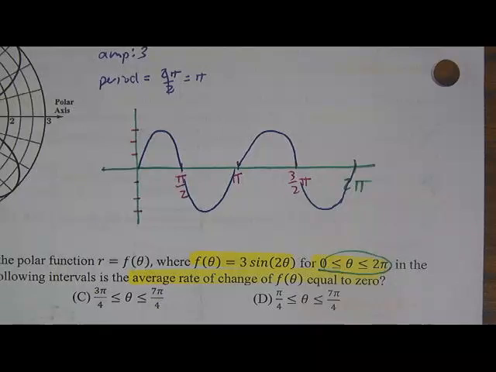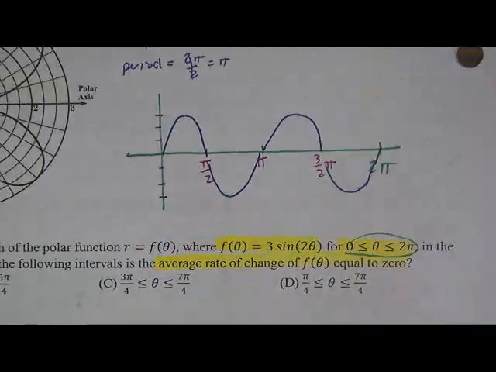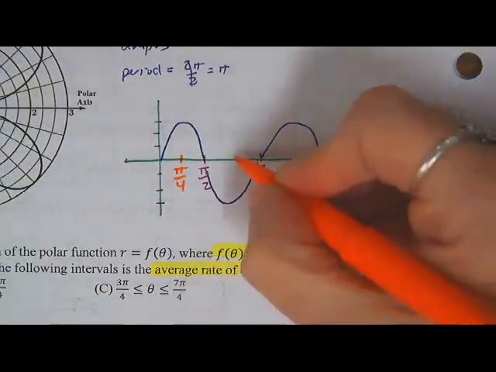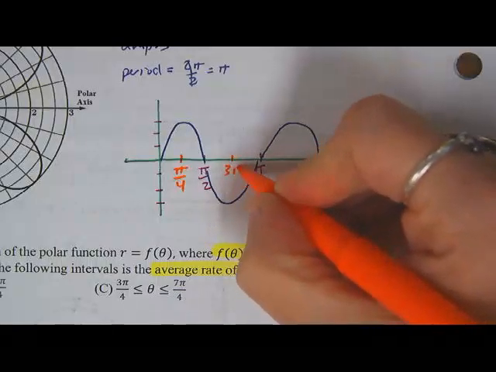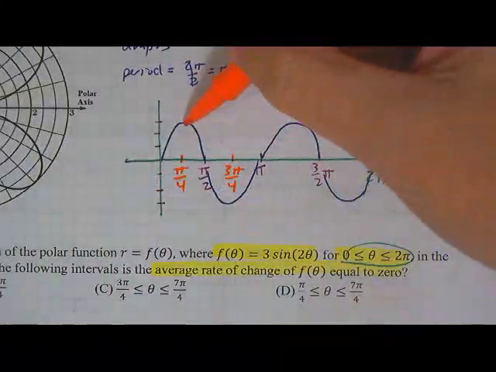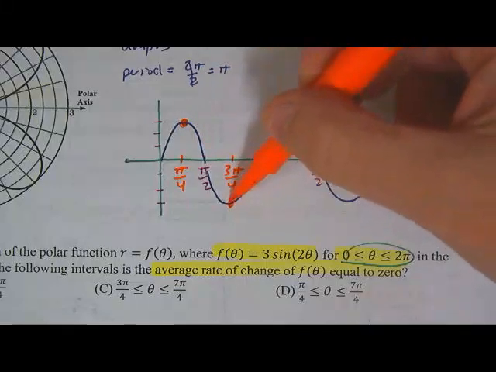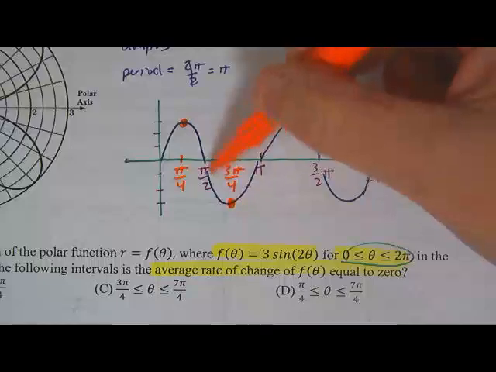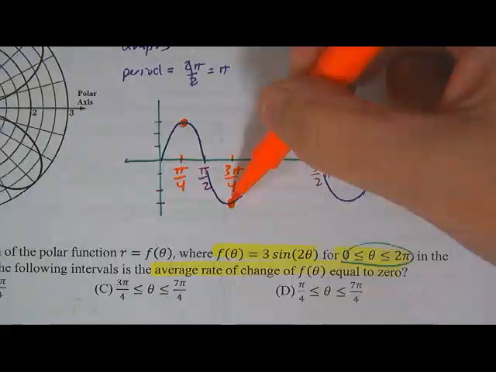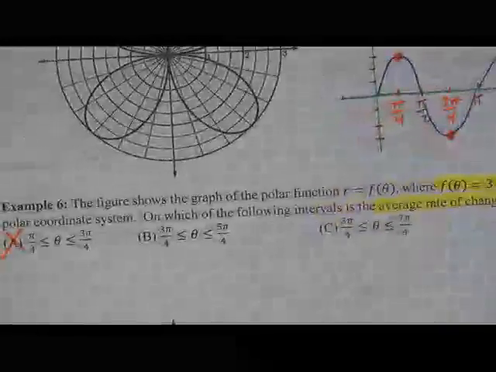Let's go through the answer choices and see. From pi over 4 to 3 pi over 4. Okay, here's where pi over 4 is. Here's 3 pi over 4. So watch how I show myself, okay? The graph is up here at pi over 4, and it's down here at 3 pi over 4. If I connect those dots, will I have a line with a slope of 0? Oh, no way. It's got a very negative slope. So A is out.